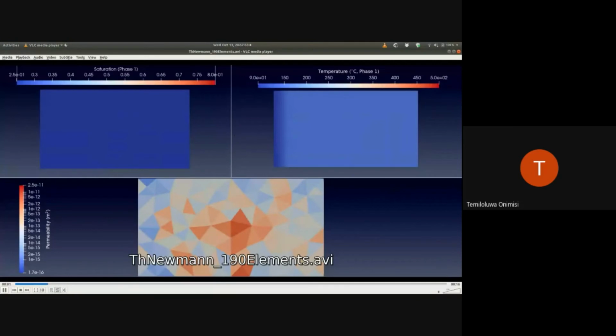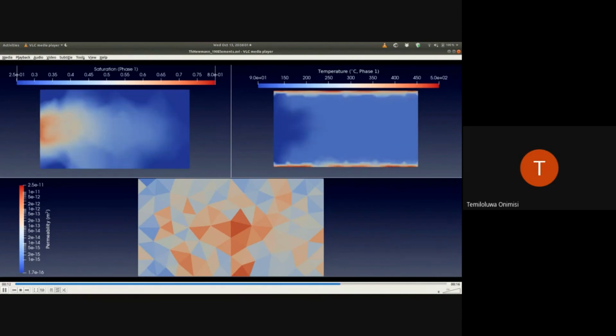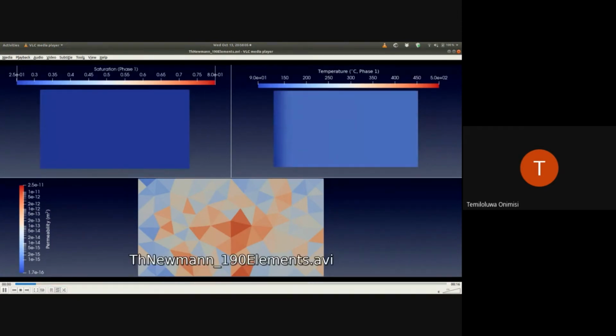Okay, and this is for a very coarse scaled case, just using 190 elements. Although the result is not so good because it's really coarse and the result is kind of smeared, it just gives us an idea that it's not the best of results anyway.